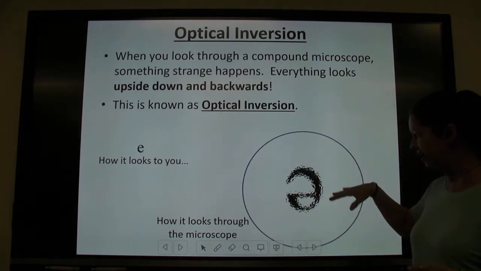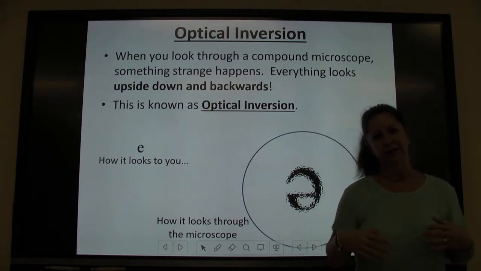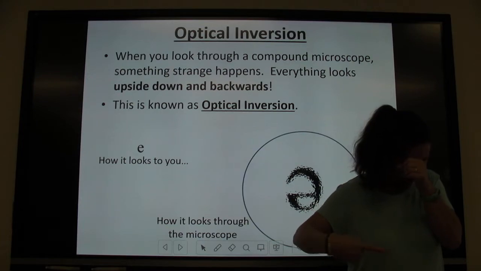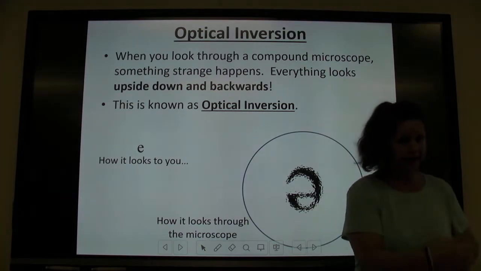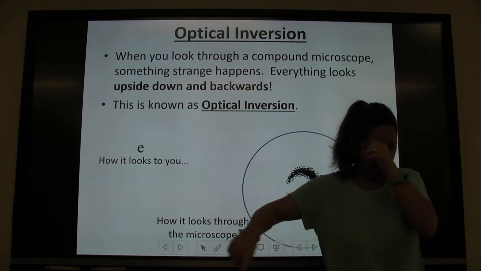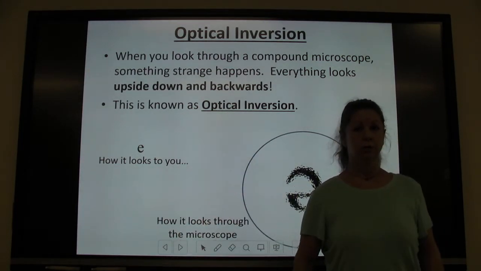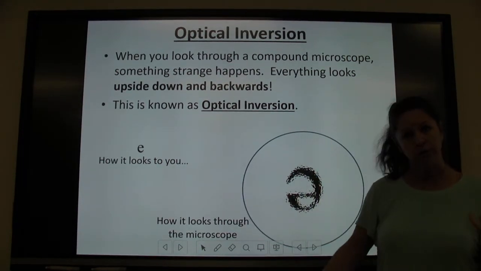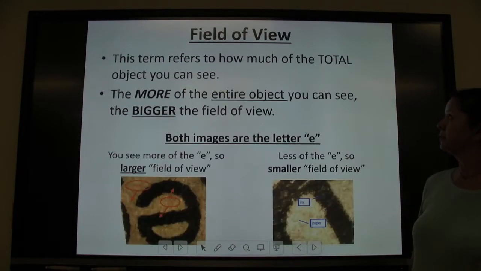Now, one of the tricks that goes along with this is if you're looking through the microscope and you push something to your left, it's going to look like it's going to the right. Or if you slide it to the right, it's going to look like it's going left. All right? Because everything is upside down and backwards. That's optical inversion.